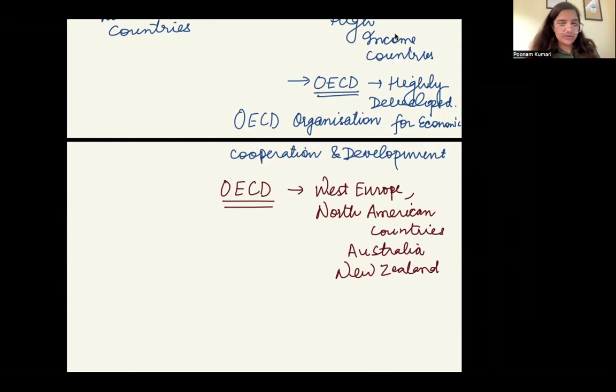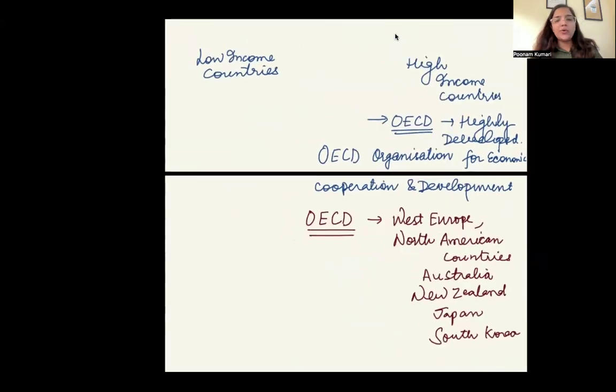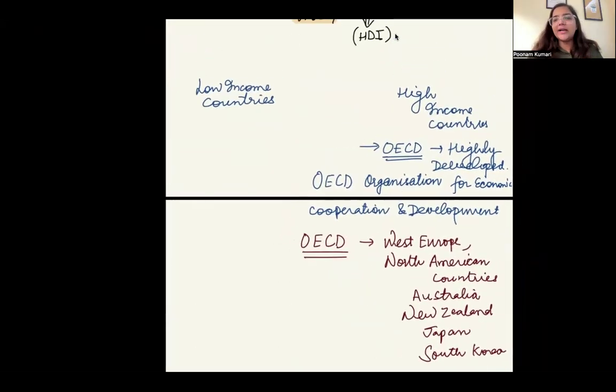उसके अलावा we have Japan also. Yes, ma'am. And South Taiwan also. South Korea. So these organizations, so these are all highly developed, high income countries. And if you try to see the low developed countries, mostly they are lying in the sub-Saharan region. Okay? Is that okay?